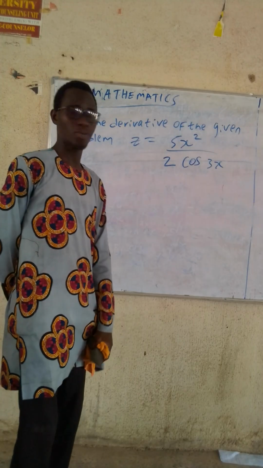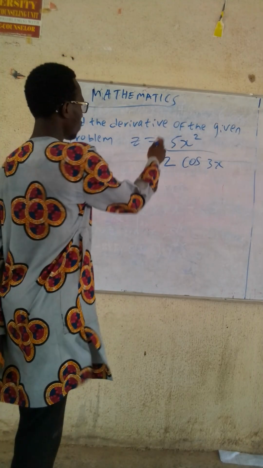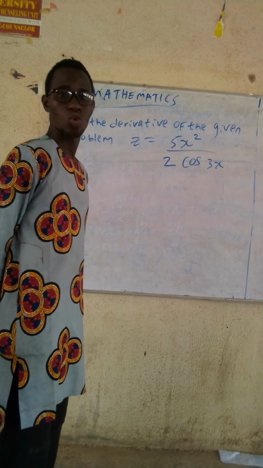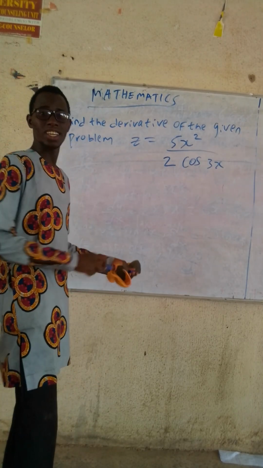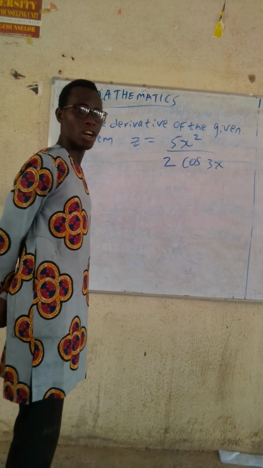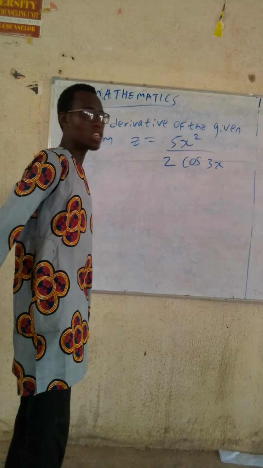So we are going to solve this problem. It says find the derivative of the given problem. So this is the problem given to us, and we are asked to find the derivative. Of course, you're going to agree with me that we are going to apply the quotient rule here.